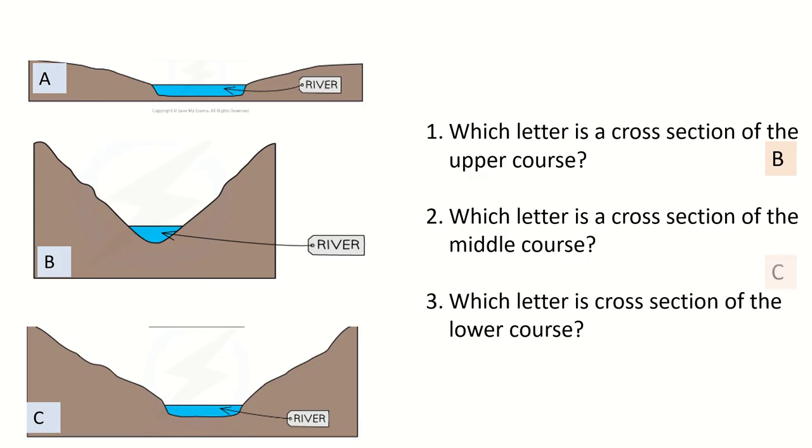The middle course is C. It's still significantly high, but it's a lot flatter and a lot wider. The river is looking a little bit more akin to the lower course, which is A, where it's very, very flat land with floodplains now. A very, very wide river, with high velocity and lateral erosion.